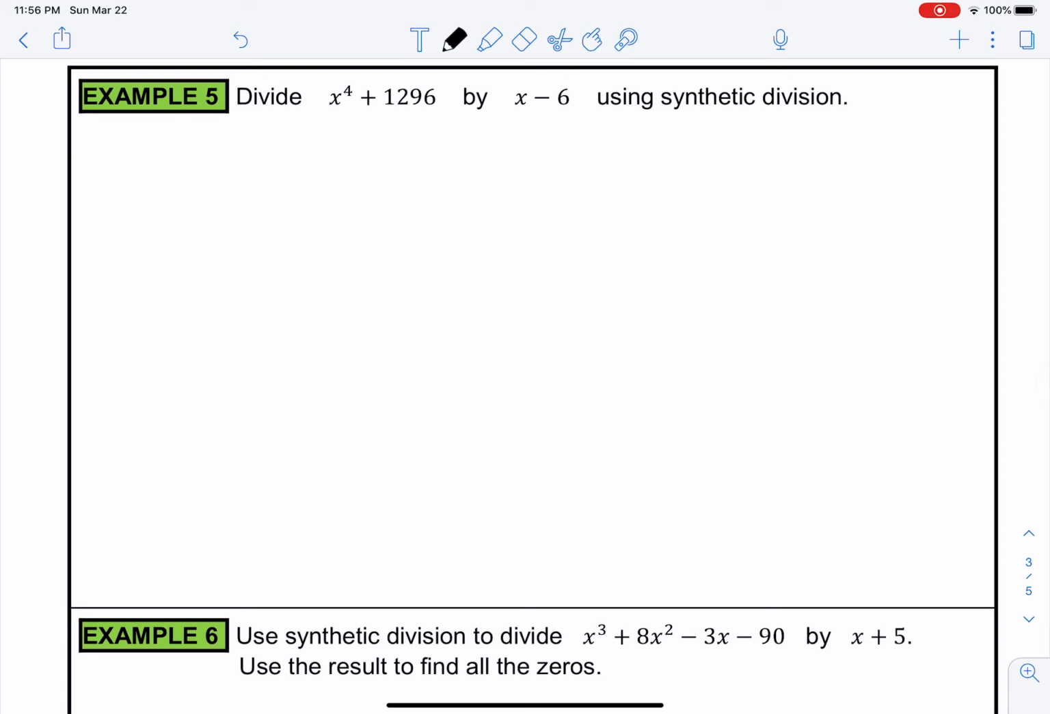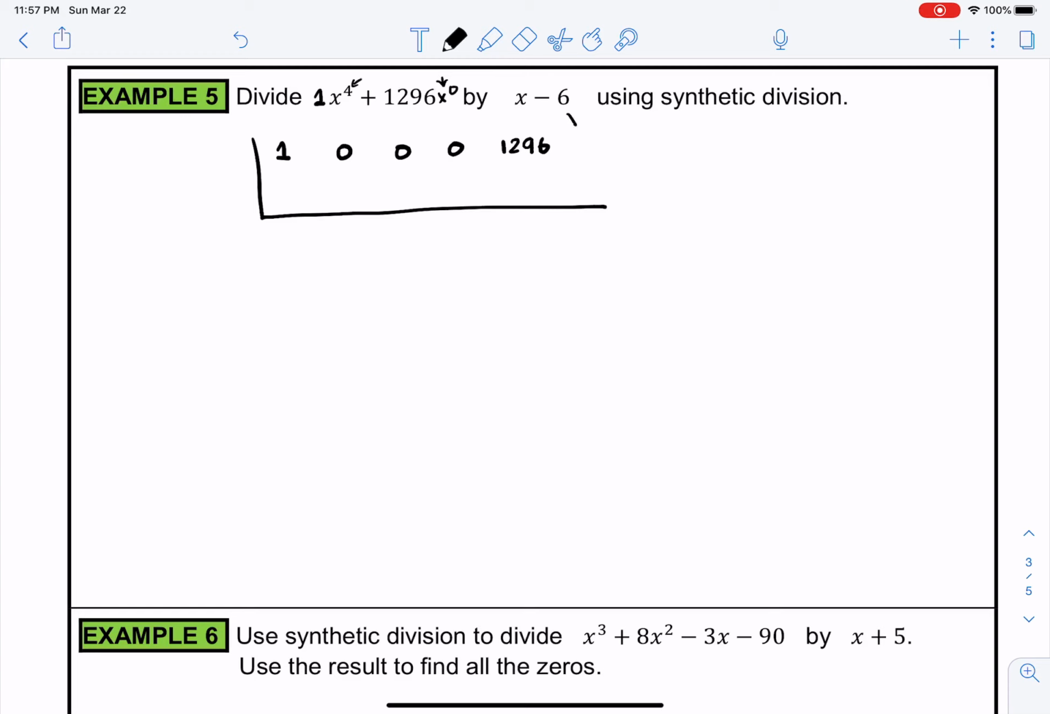So here we have an interesting case again, where we have x raised 4 plus 1296. And you can see we jumped from a degree of 4 to a degree of 0, x raised 0. In other words, we are missing terms in the middle. So what do we do? We start with the coefficient of the highest degree, which in this case is 1. And we are missing the x cubed term, so 0 for that. Missing the x squared term, 0 for that. Missing the x term, 0 for that. And the last term is the constant term. We have 1296.